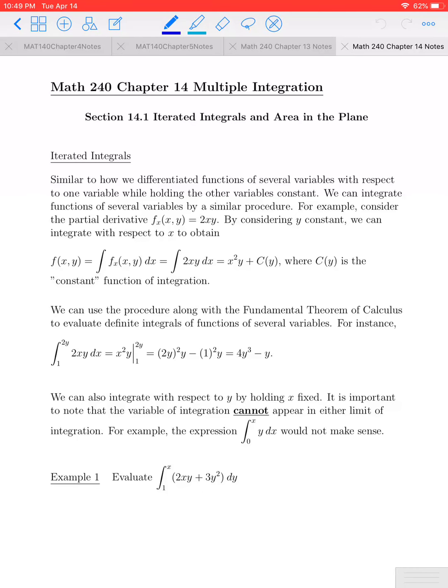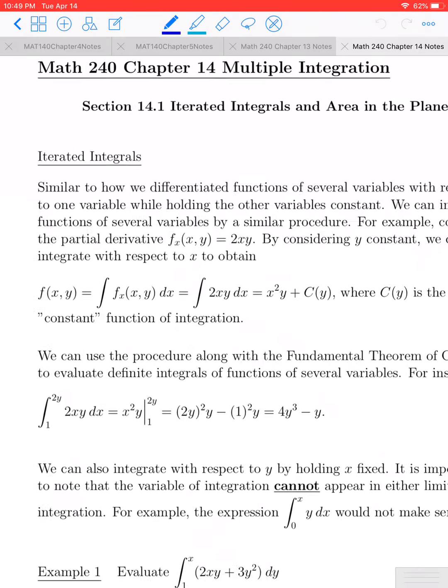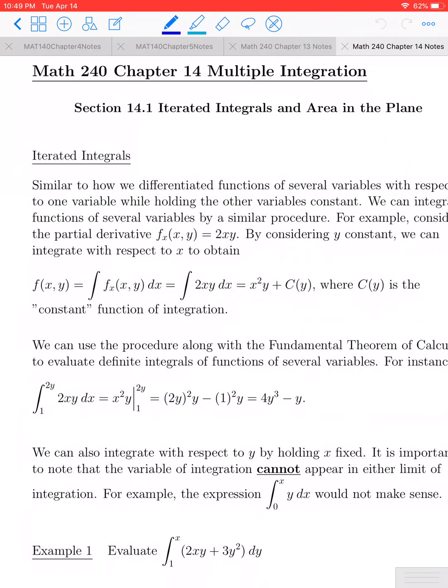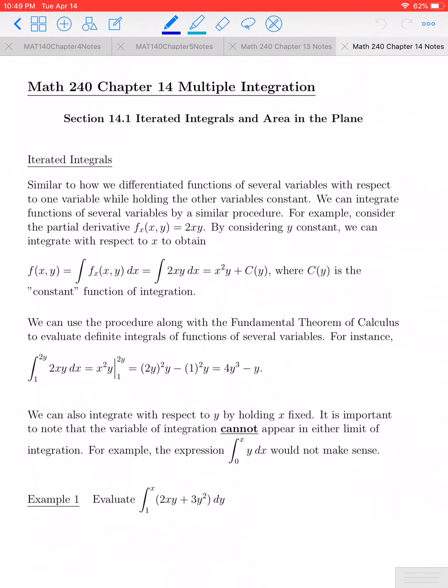In Chapter 14, we're going to look at multiple integration, starting with Section 14.1, which is about iterated integrals and also area in the plane. Similar to how we differentiated functions of several variables with respect to one variable when we were doing the partials, we can also integrate functions of several variables by a similar procedure.